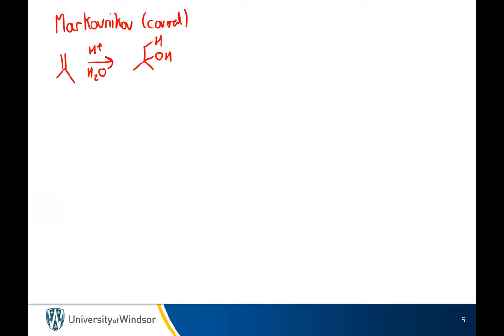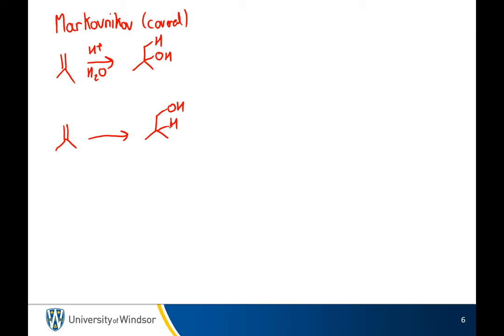So what we've covered are Markovnikov reactions, where we could take things like this, and we add acid and water, for example, and we get that out of the reaction after you draw the mechanism. Cool. That's wonderful. What if you don't want that? What if you want to take that and you want to go to that?